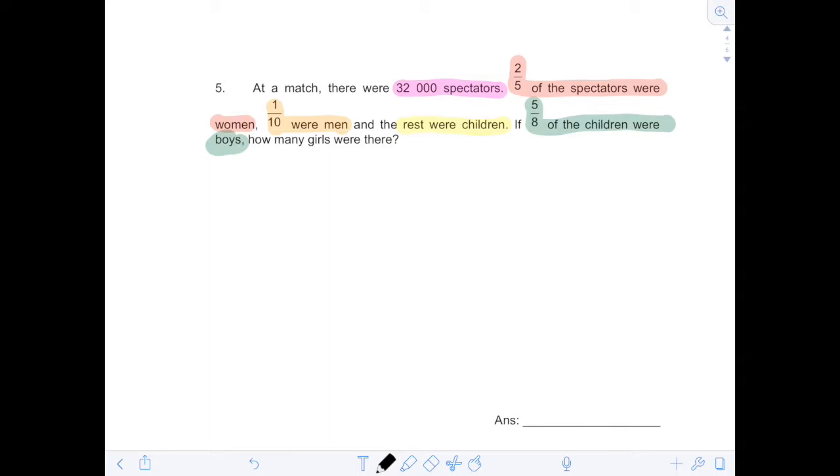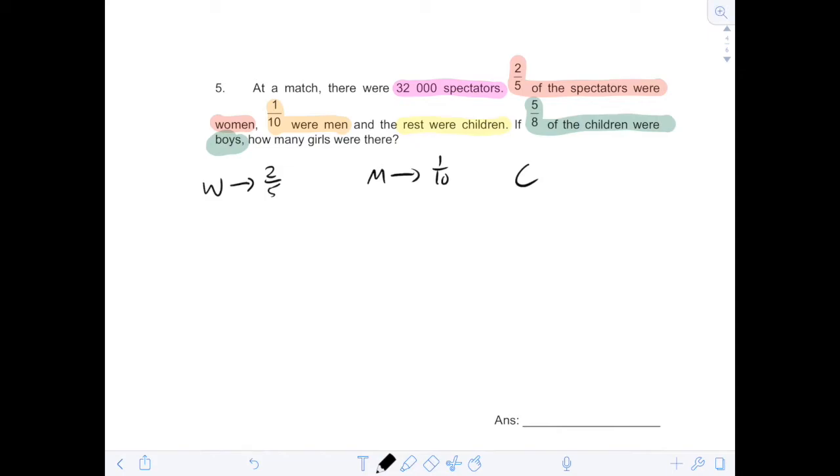So it says, very straightforwardly, women is 2/5. Sorry, it should be 5. And it says here that men has to be how much? 1/10, and the rest were children. So how do we find what the children were?